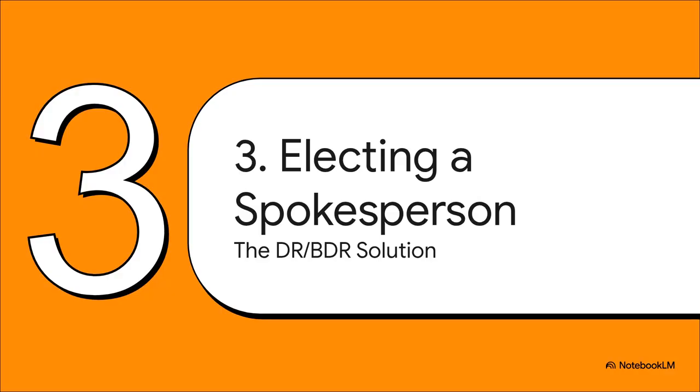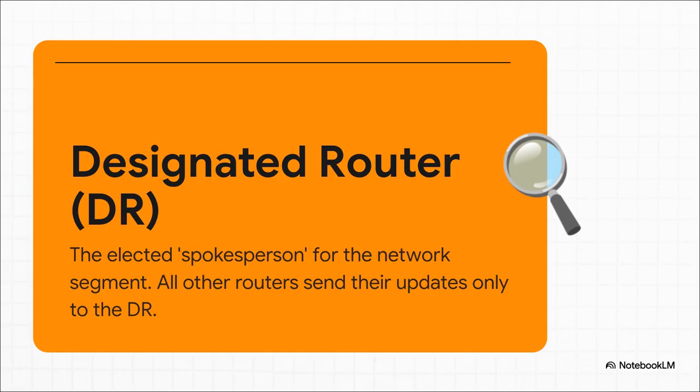So how did the geniuses behind OSPF solve this mess? Well, they did something really elegant. They didn't try to shut everybody up. Instead, they organized the conversation. They had the routers do something very democratic. They hold an election to choose a spokesperson. And this spokesperson has an official title, the designated router, or DR for short. Its job is incredibly important, but also really simple. Instead of everyone yelling at everyone else, all the other routers on the network now send their updates to just one place, the DR. It becomes the single source of truth for that entire network segment.